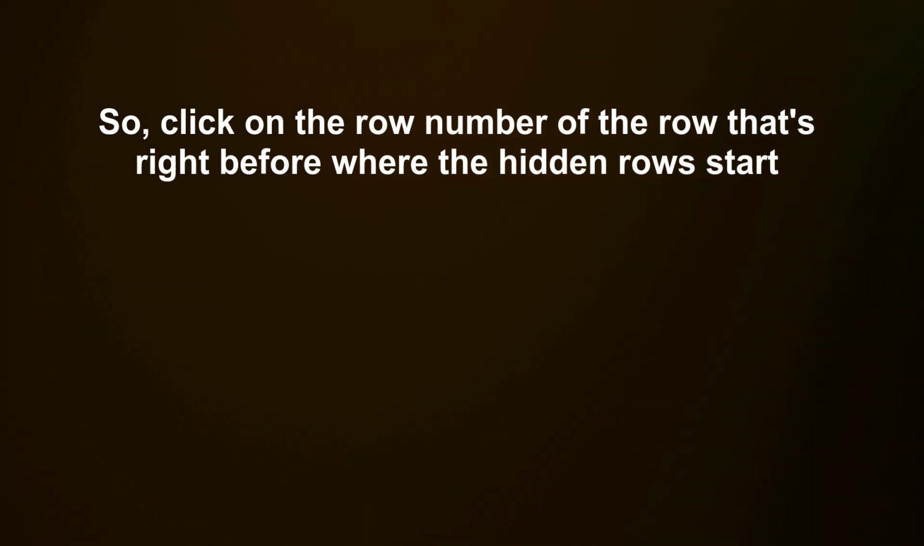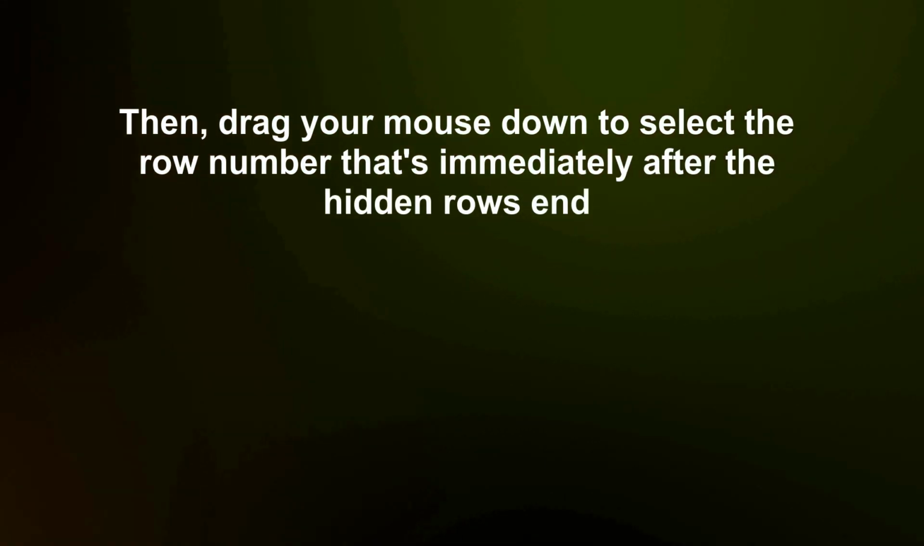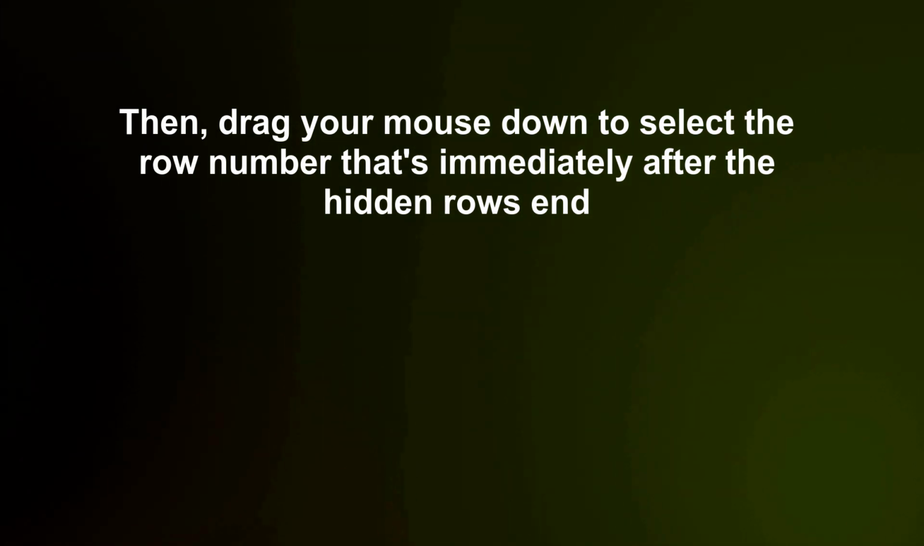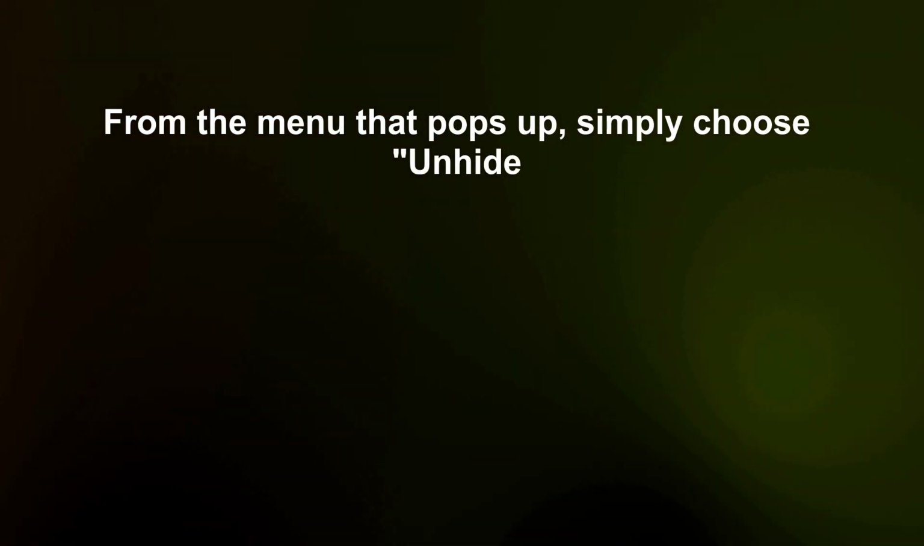So, click on the row number of the row that's right before where the hidden rows start. Then, drag your mouse down to select the row number that's immediately after the hidden rows end. Now, with those rows selected, right-click anywhere within the highlighted row numbers. From the menu that pops up, simply choose Unhide.